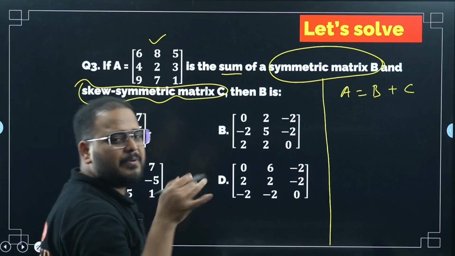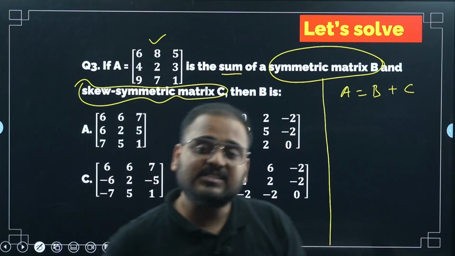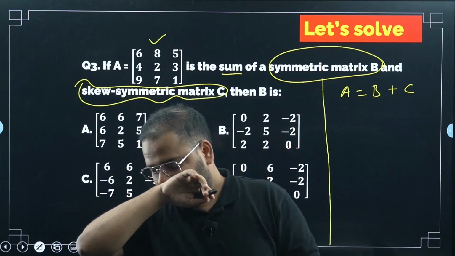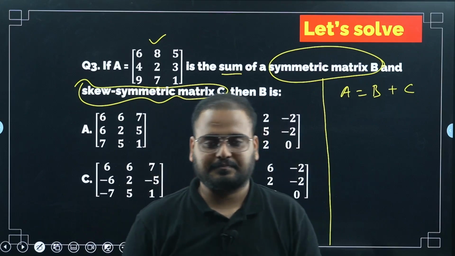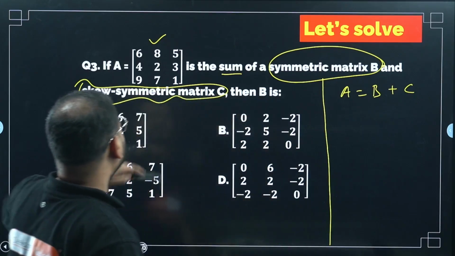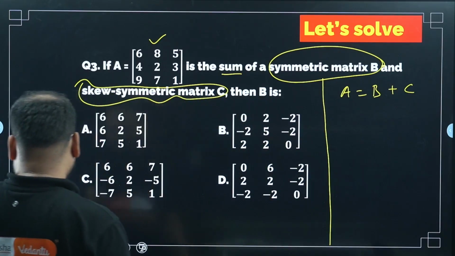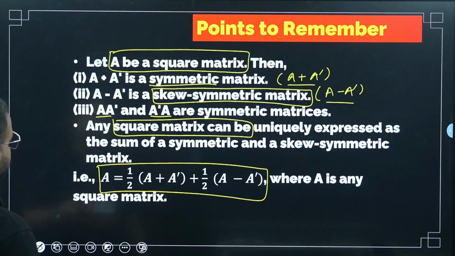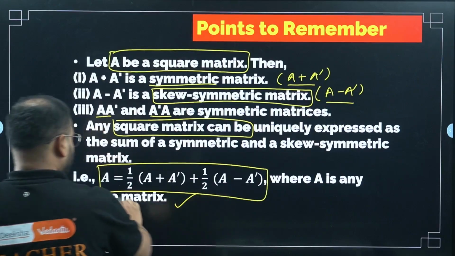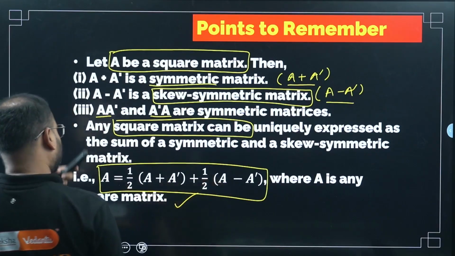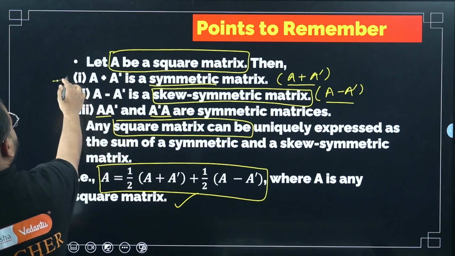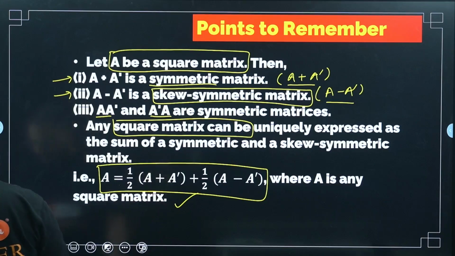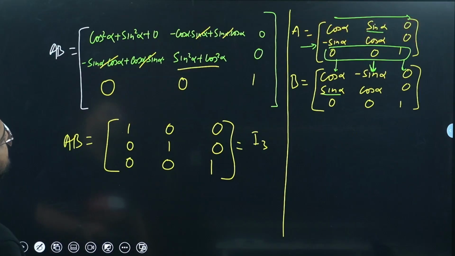If I forget about B and C for now, and I ask you to write only in terms of matrix A, write matrix A in terms of symmetric and skew symmetric form. Check here. Matrix A, symmetric form, skew symmetric form. How, sir? Check here. A plus A transpose is symmetric. A minus A transpose is skew symmetric. So I can write this form here, right?